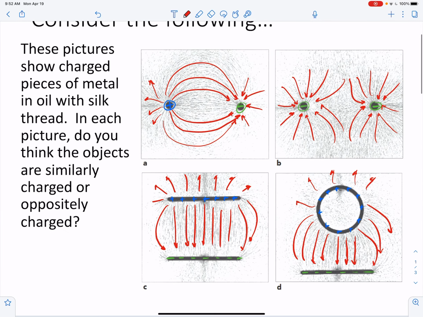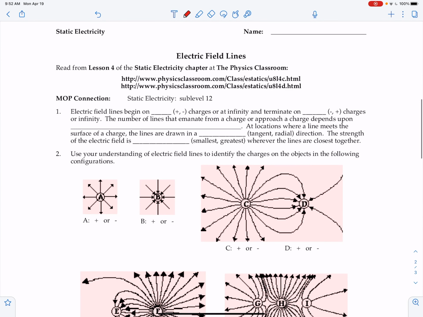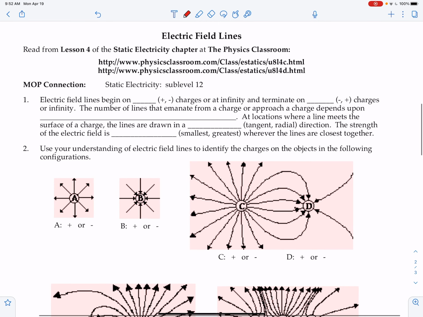All right, so that's an introduction to electric fields. Again, it's a force field surrounding anything that's electrically charged. And then here's some practice with more of these kinds of pictures. I'm going to do the first two, and then I will invite you to fill out the rest. Starting with number 1, electric field lines begin on positive charges. I already mentioned that. And they terminate, meaning they end, on negative charges.